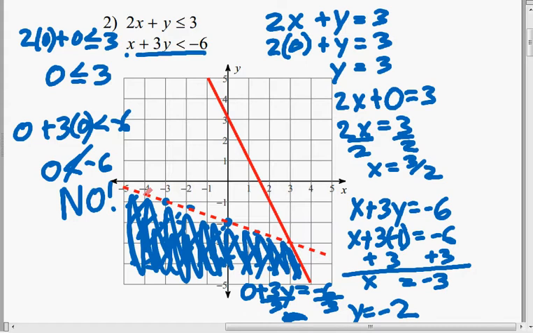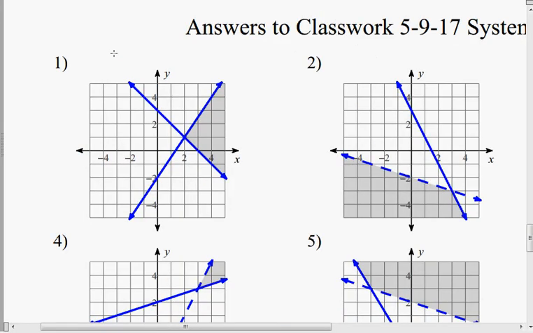Okay, try number three, and see if you can figure that one out. Then try numbers 3 and 4.